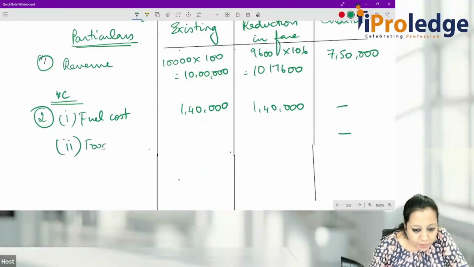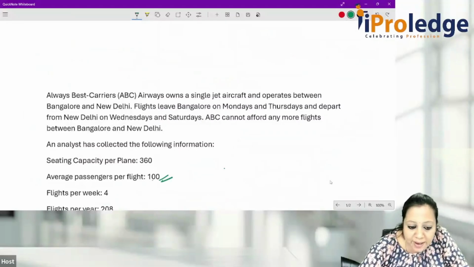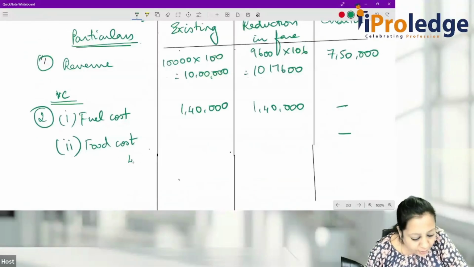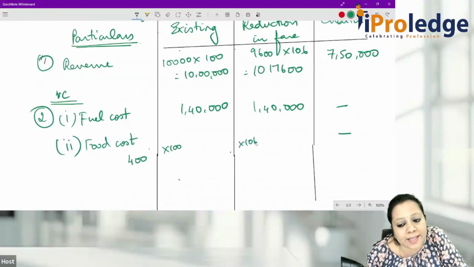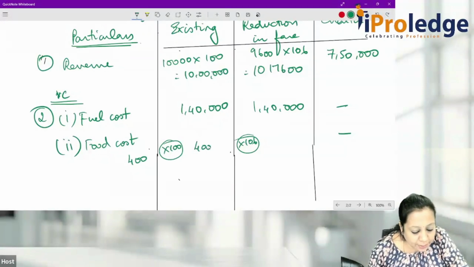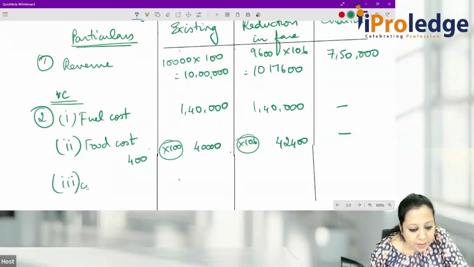So food cost is going to be, they have said how much was the food cost, students. I'm going back to the question. 400 per passenger. Right, so 400 into 100, and here it will be into 106. That is 40,000 and 42,400.